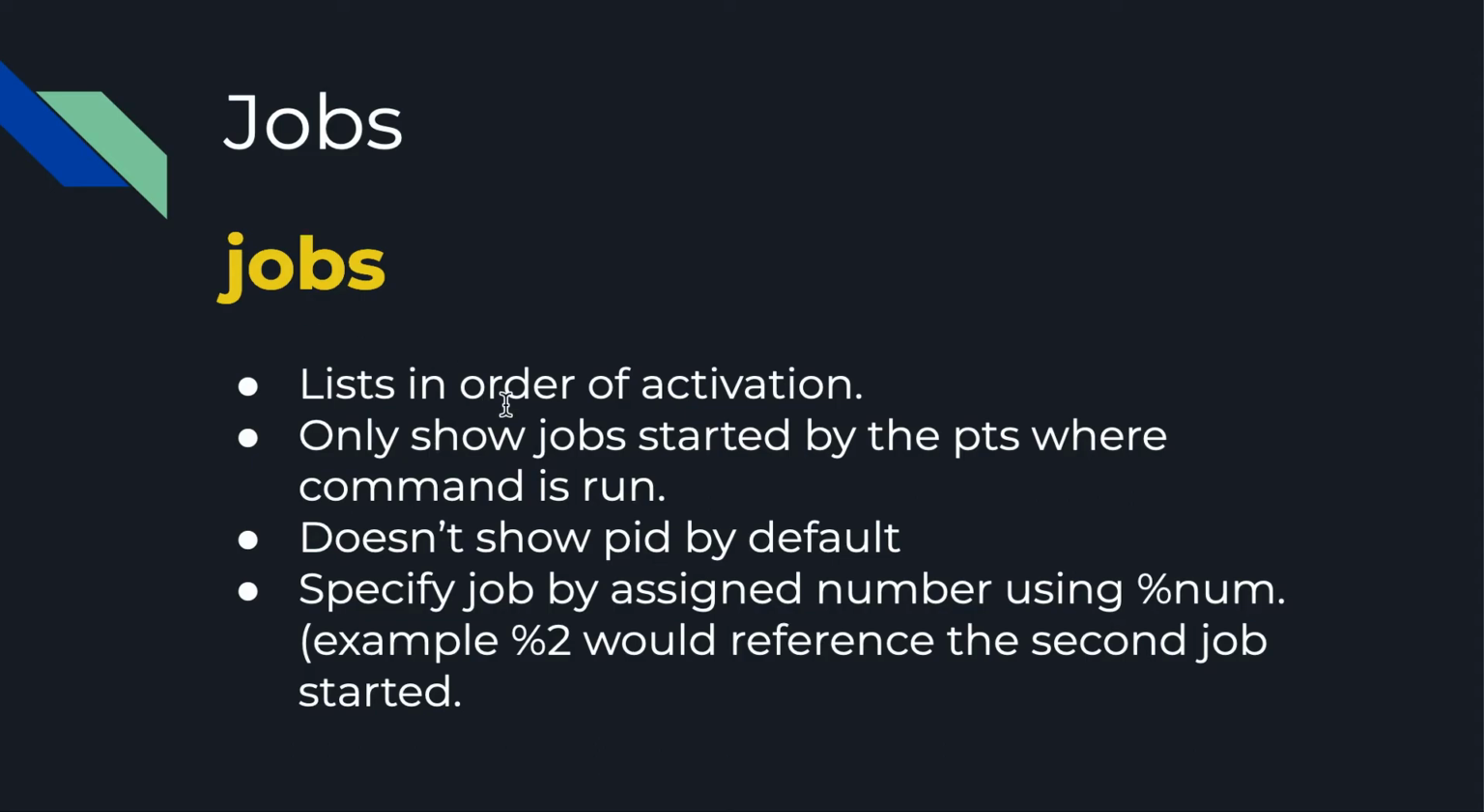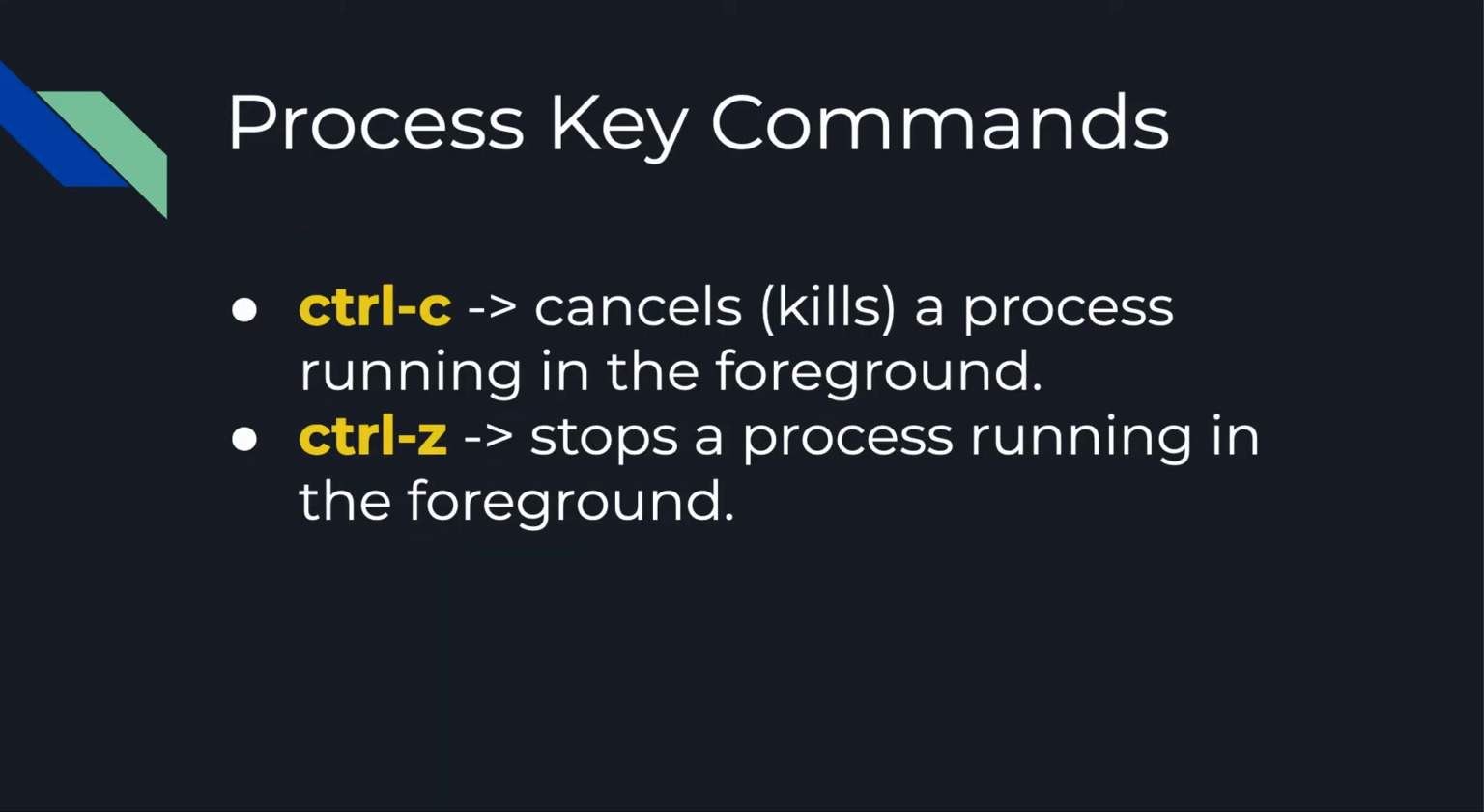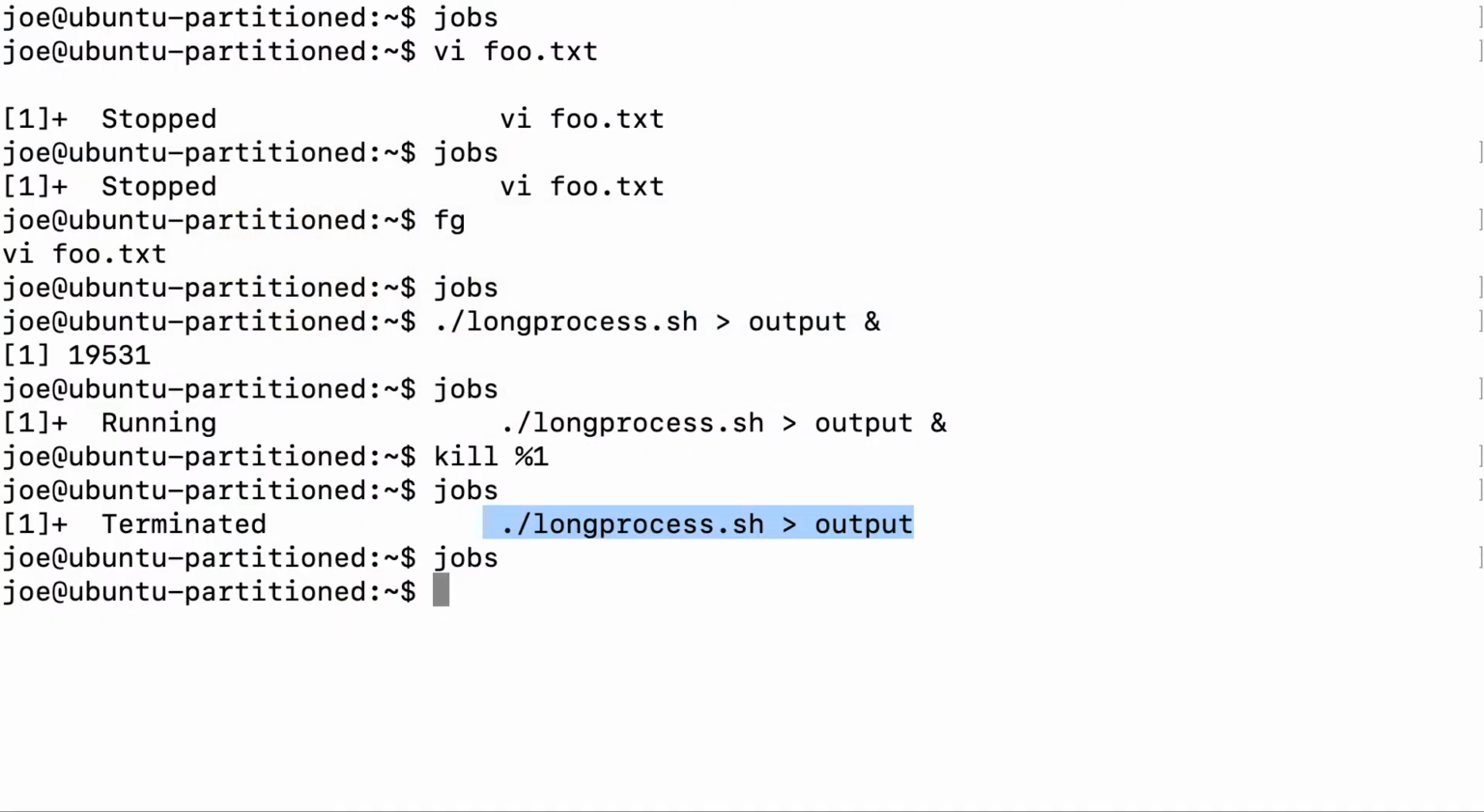Okay, so it'll list your jobs in order of when they were activated. It'll only show jobs started by the terminal where you've run the command. It doesn't show your process ID, and we can use some numbers to refer to those various jobs. Control C kills a process running in the foreground, and Control Z pauses or stops a process running in the foreground.